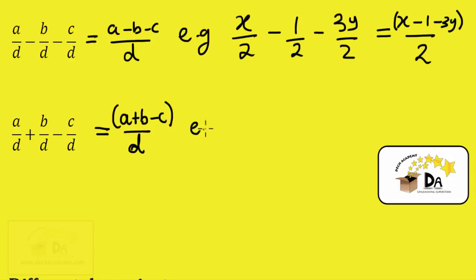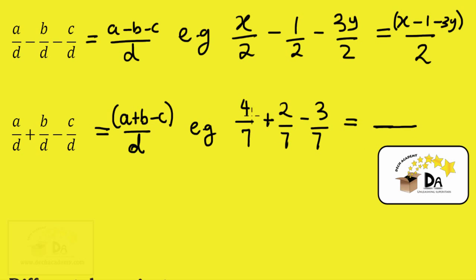So for example, 4 over 7 plus 2 over 7 minus 3 over 7 is equal to what? A fraction whose denominator is the same as the denominator of any of the original fractions, so 7, and whose numerator is given by 4 plus 2 minus 3, which is 6 minus 3, which is 3, as the numerator, denominator is 7.